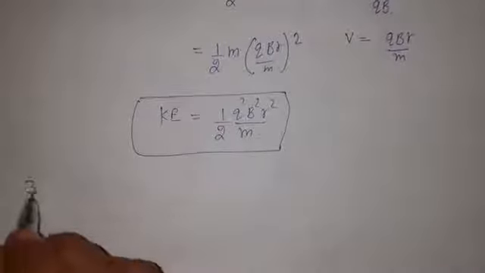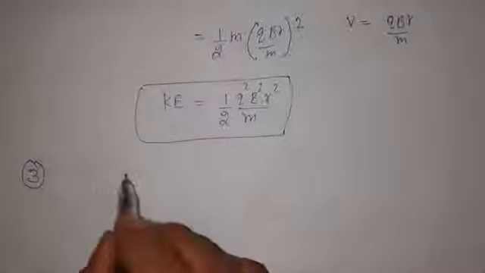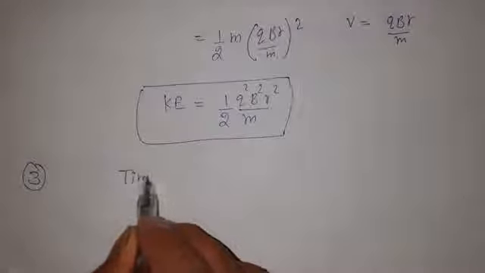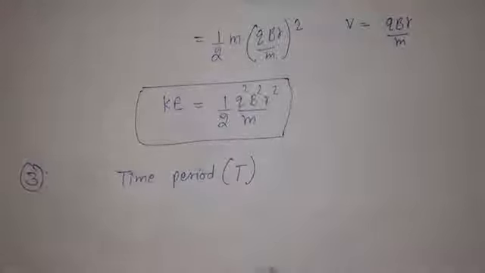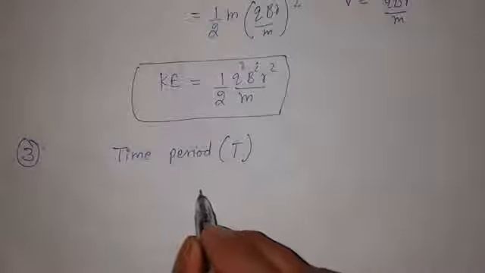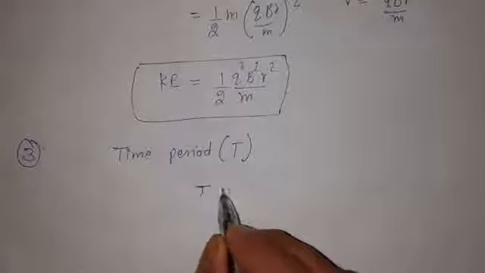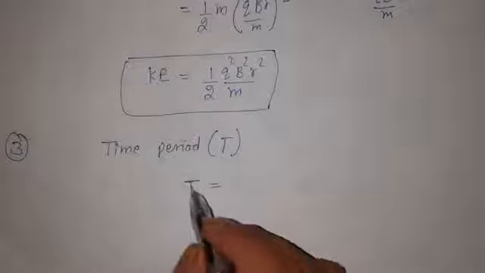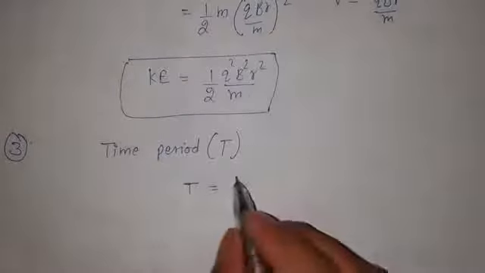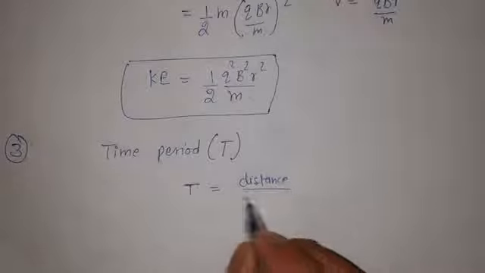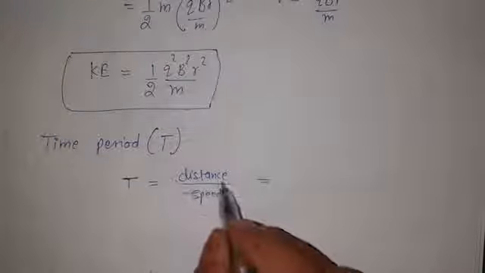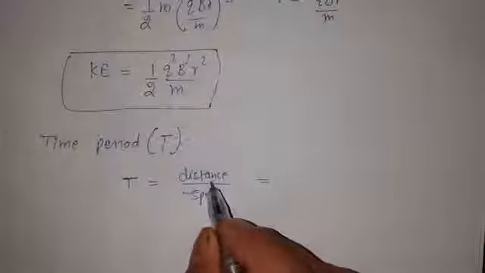Now the third point is the time period. Time period means the time taken to complete one round. As we know, time is distance upon speed. So how much distance will it cover in one round?